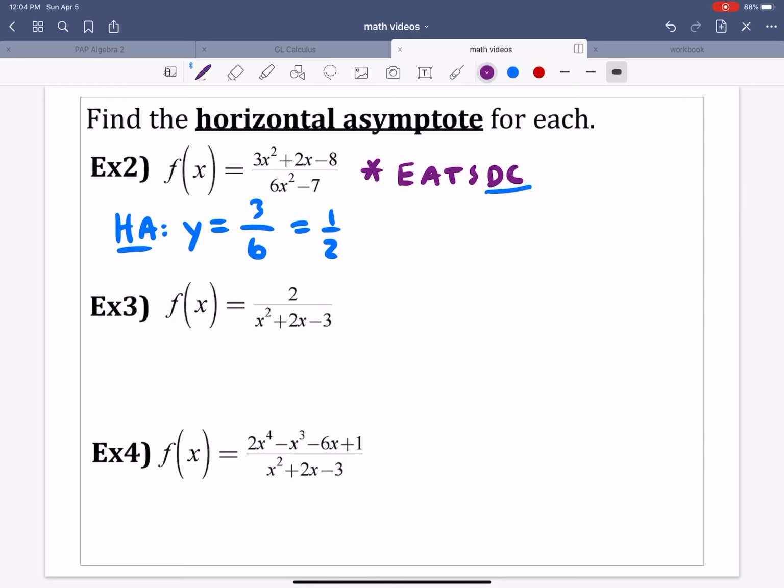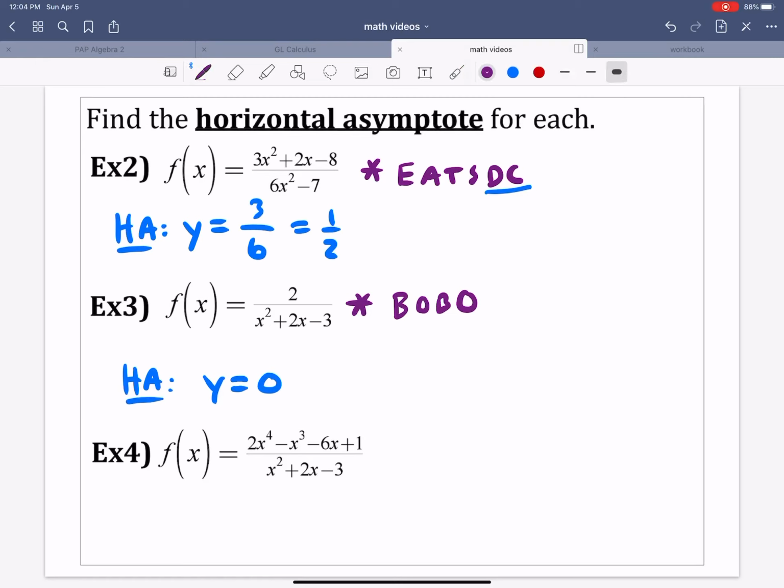Moving on to example 3. The degree on the top is 0. The degree on the bottom is 2. So this is a bigger on bottom, a BOBO, which means y equals 0. None of the other numbers in this function matter at all. If the degree is bigger on the bottom, you automatically default to y equals 0 for the horizontal asymptote.